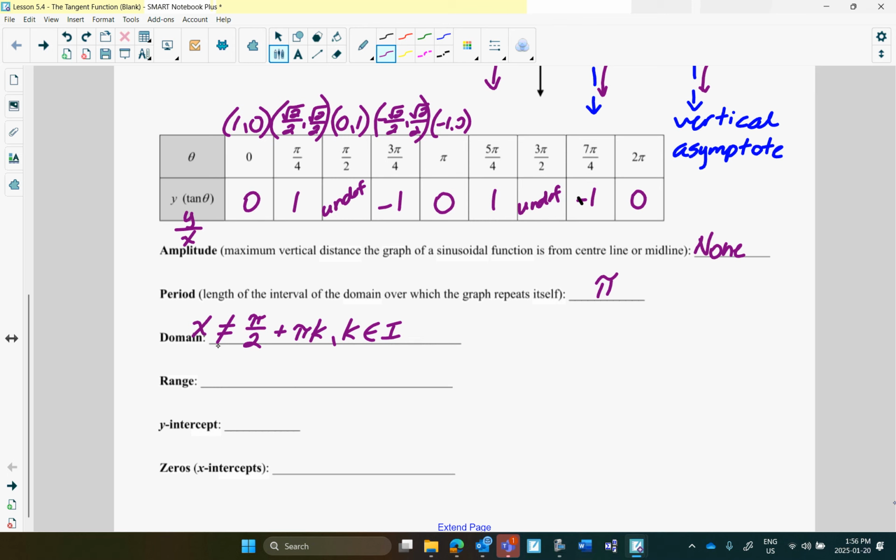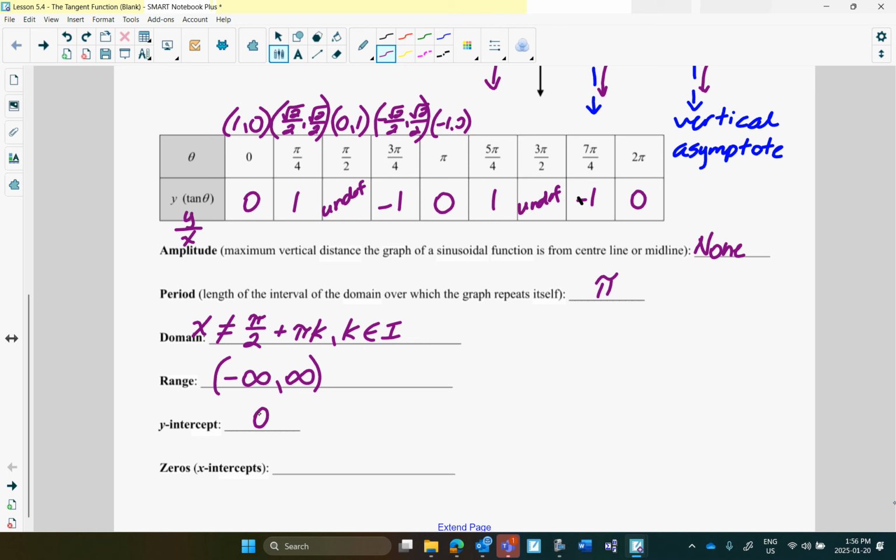What would the range be, lowest to highest? Negative infinity to positive infinity. It doesn't have any horizontal barriers. It goes down forever and it connects to go up forever. The y-intercept, 0. And the zeros, it's like what we did with sine and cosine.